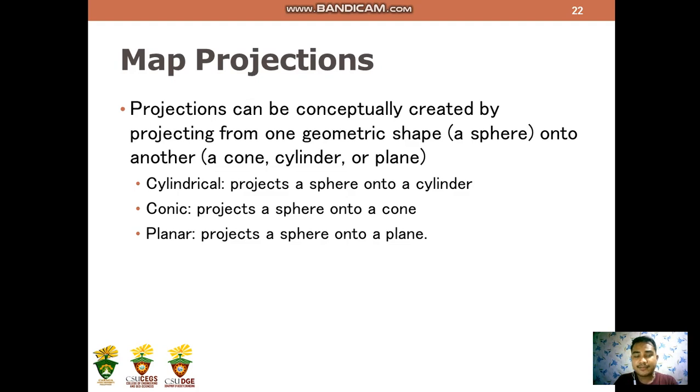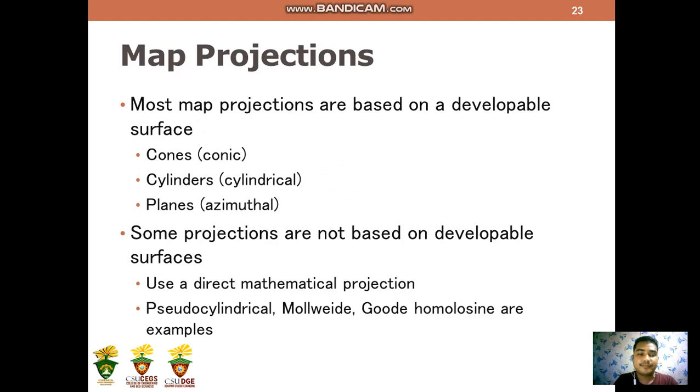So map projections can be conceptually created by projecting one geometric shape, which is a sphere, into another like a cone, cylinder, or plane. In cylindrical, it projects a sphere into a cylinder, from the word itself. Conic projects a sphere into a cone, and planar projects a sphere into a plane. Most of the projections are based on a developable surface like cones, cylinders, and planes, which we discussed earlier.